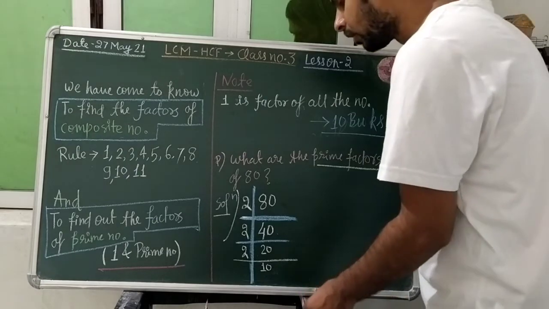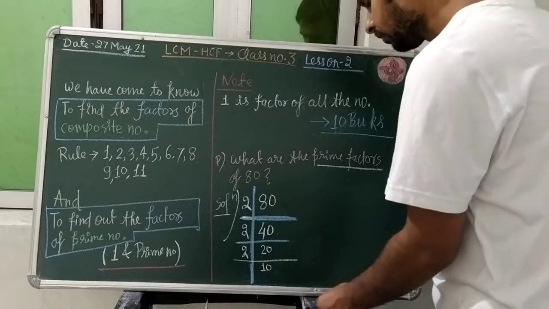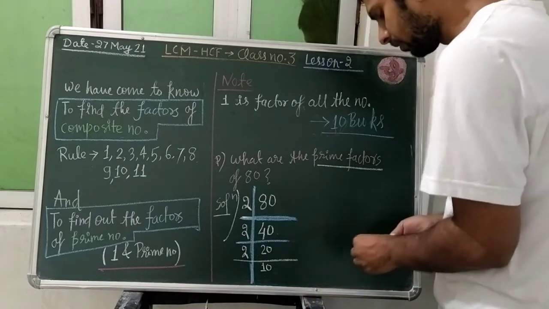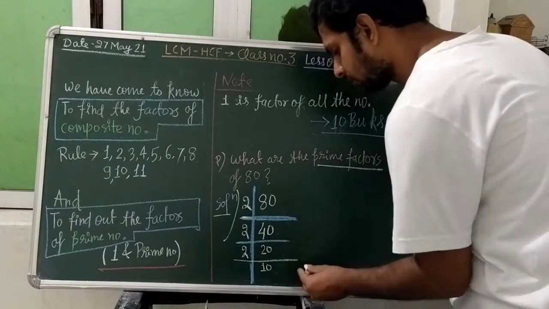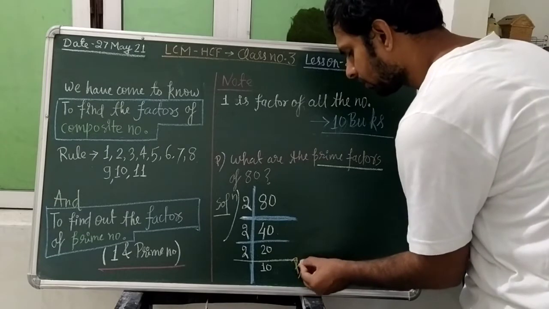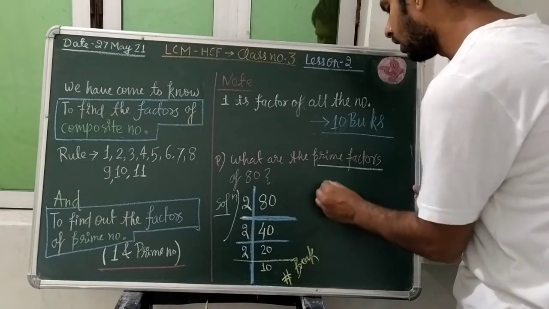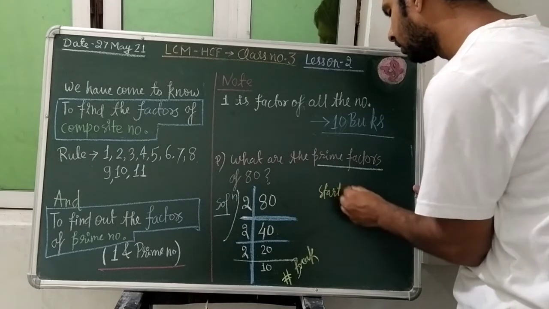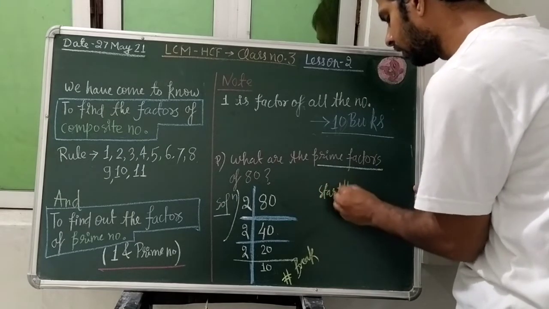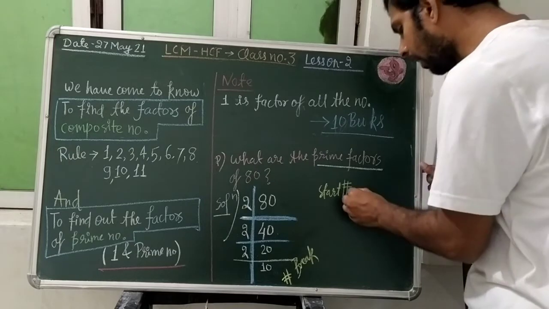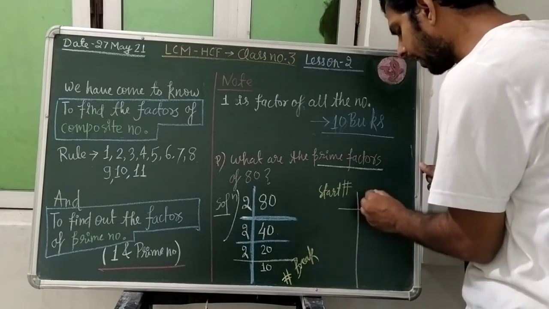I am breaking here. You can break here and start from here. So friends, we are getting now 10.